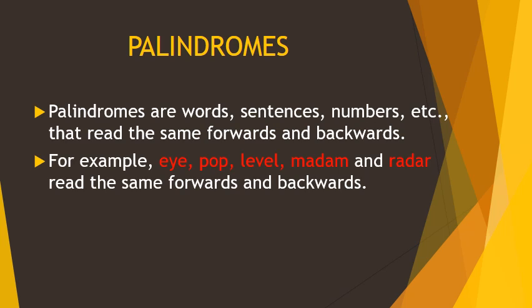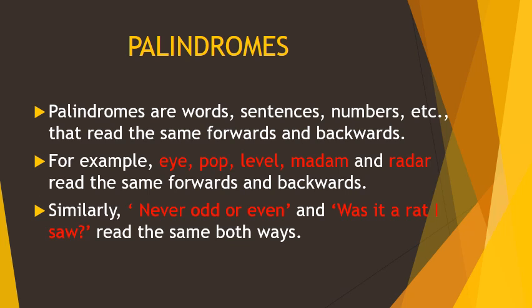Like I, when I read it forward, it is EYE. And when I read it backward, again it will be read as EYE. So the same thing applies to all the other words also. So that is why they are palindromes. Similarly, never odd or even and was it a rat I saw, they read the same both ways. When you read never odd or even forward, it reads as never odd or even, and when you read it backward, it also reads as never odd or even. So this is also a palindrome.